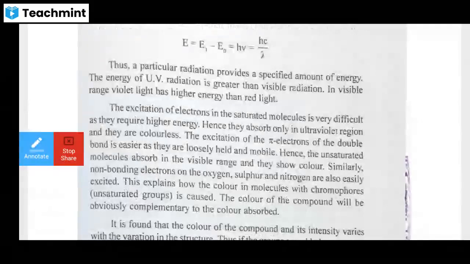So thus the particular radiations means the energy provided is a specific amount of energy, and the energy of the UV radiation is greater than the visible radiations. In visible range, violet light has higher energy than the red light. Okay?